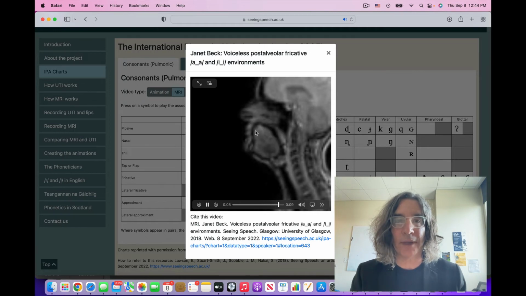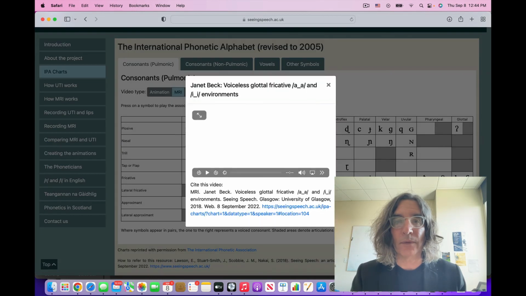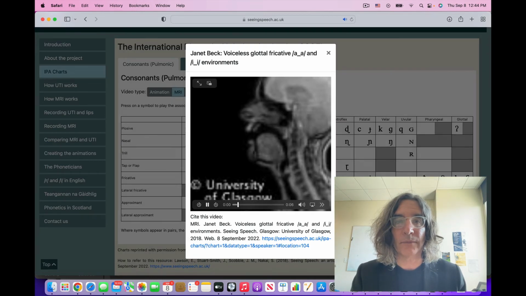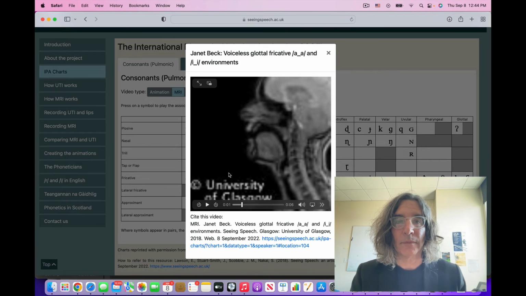And you can see the tongue blade is also flatter in the sha, instead of using the very tip of the tongue. And let's go now to ha. So you can see that there's no closure in the oral portion. It's back here in the glottis that we're getting closure in this consonant.